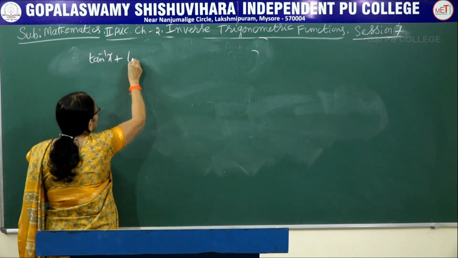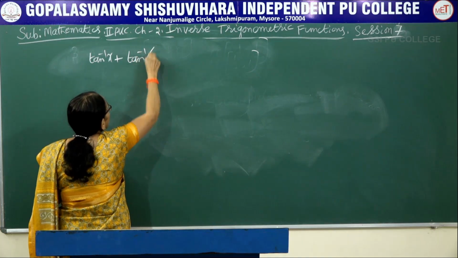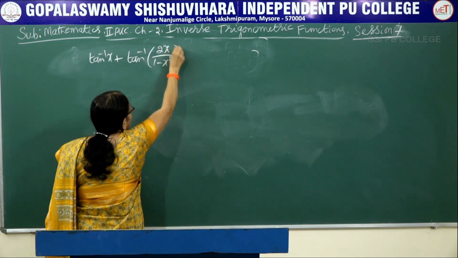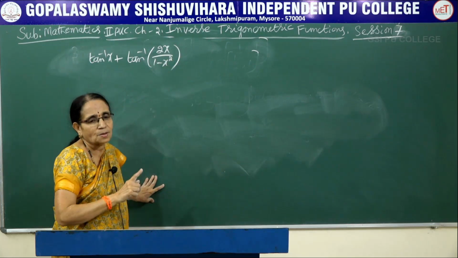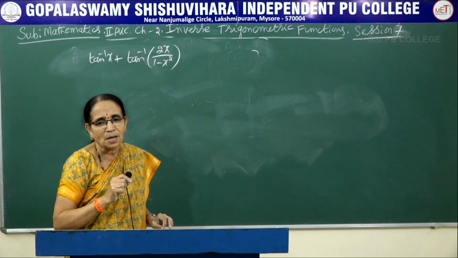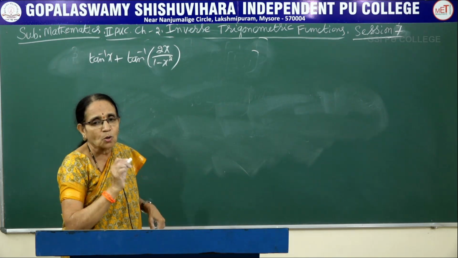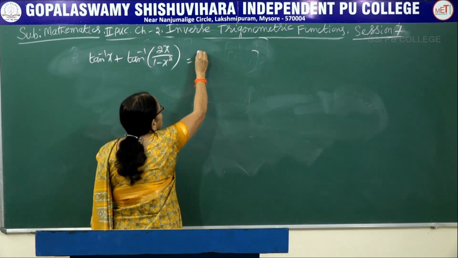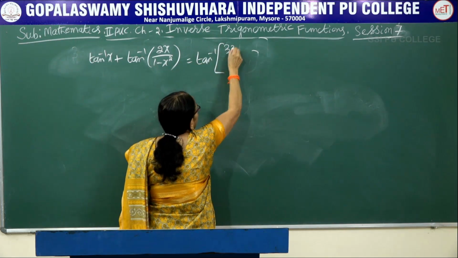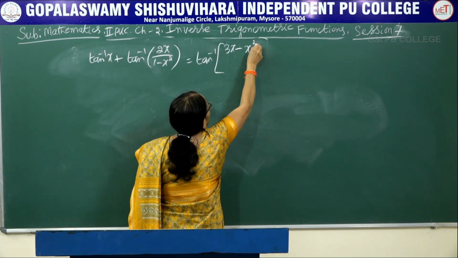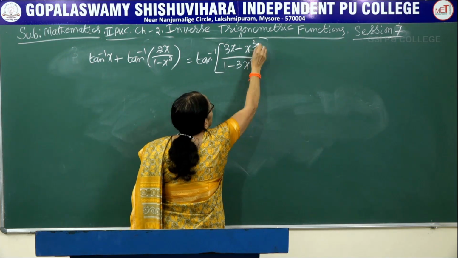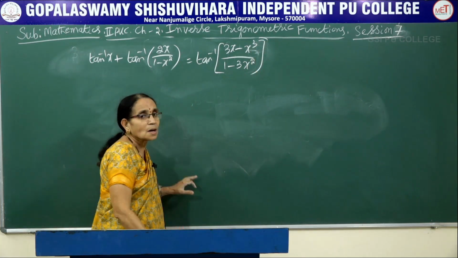Tan inverse x plus tan inverse of 2x divided by 1 minus x square. Now, this is the left hand side. Tan inverse x plus tan inverse of 2x divided by 1 minus x square should be shown. This is equal to tan inverse of 3x minus x cube divided by 1 minus 3x square. This is the right hand side.